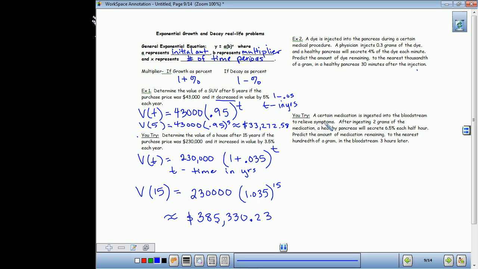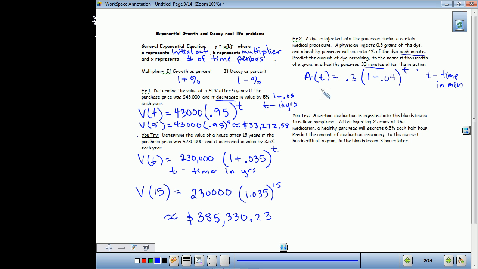Alright, number 2. A dye is injected into a pancreas during a certain medical procedure. The physician injects 0.3 grams of dye into the healthy pancreas, and it will secrete 4% of the dye each minute. Predict the amount of dye remaining to the nearest thousandth of a gram in a healthy pancreas 30 minutes after the injection. So we're in minutes, so our time will be time in minutes. The amount remaining after a given time is equal to the initial amount, which is 0.3 grams. It's secreting. Is that increasing or decreasing? Decreasing, so it's 1 minus 0.04 to the t, and t is going to represent time in minutes.